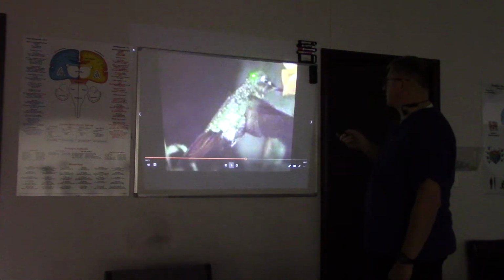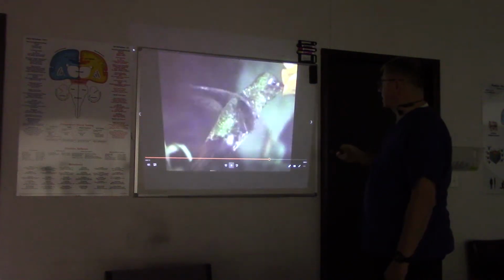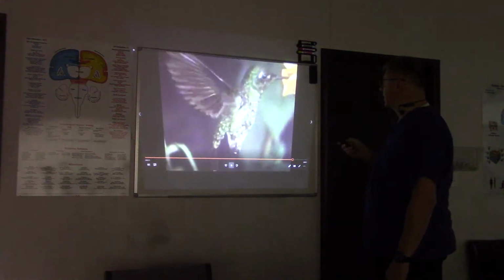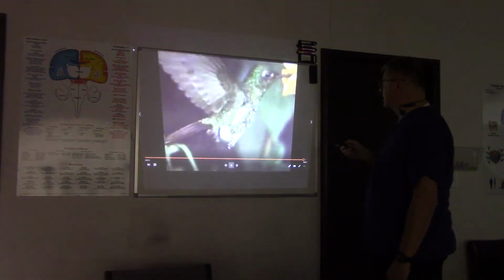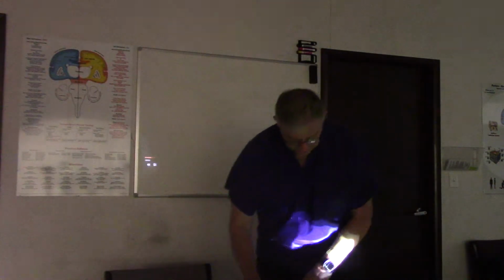Okay, and here once again is the hummingbird. And notice how he can stay on target even though his body is going all over the place in 3 dimensions. And so her family's going to be very happy when he comes home.